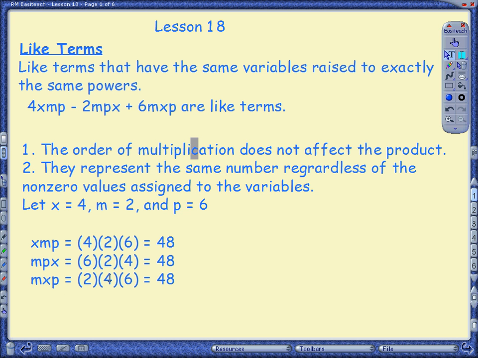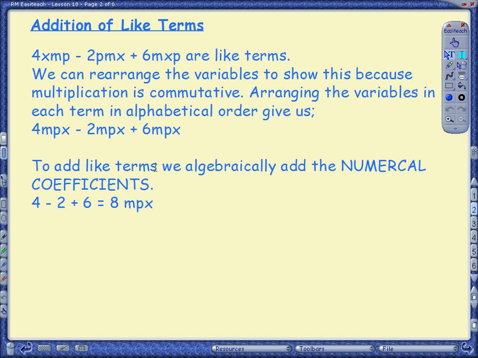Or mxp, 2 times 4 is 8. 8 times 6 is also 48. They all represent the same product. So therefore they are like terms. Sometimes it's easier to rearrange the variables to show like terms because multiplication is commutative.